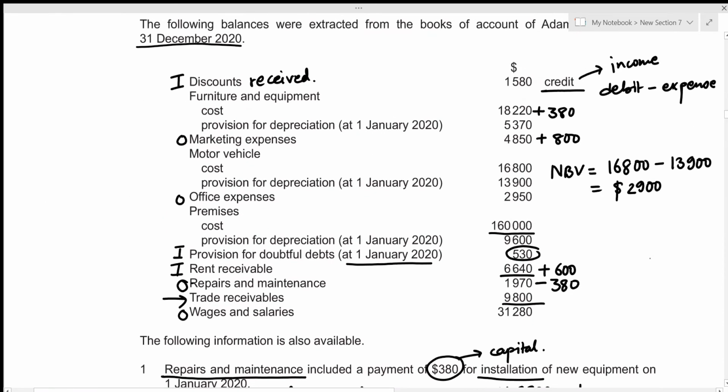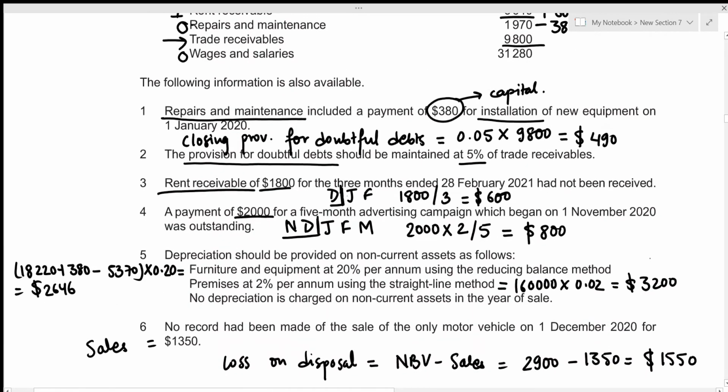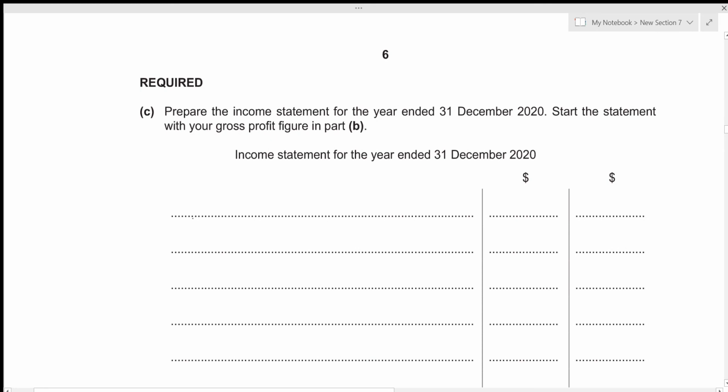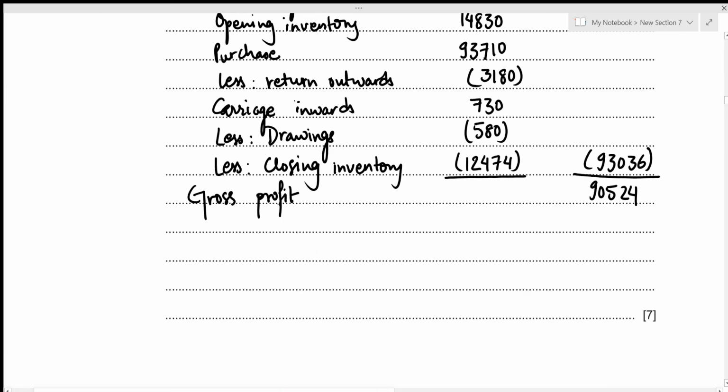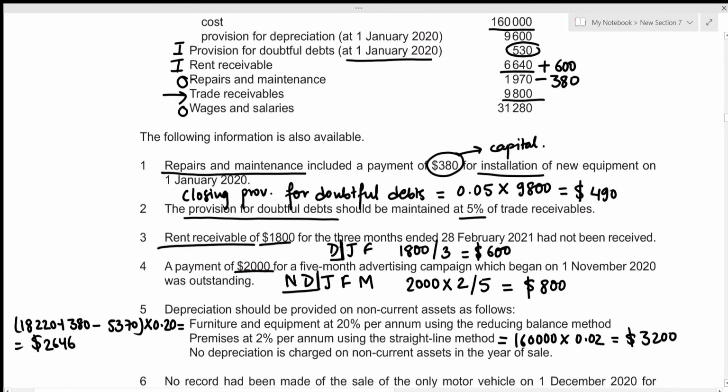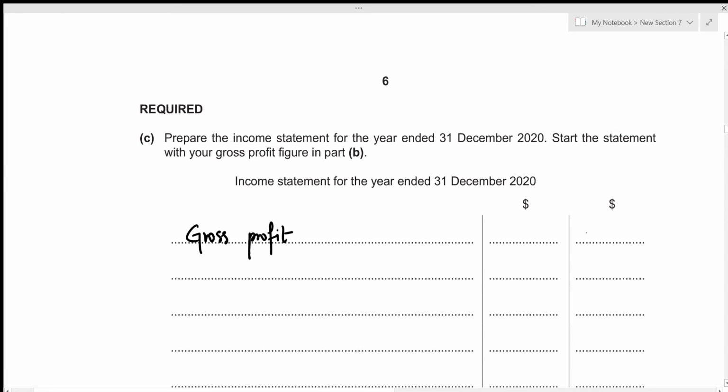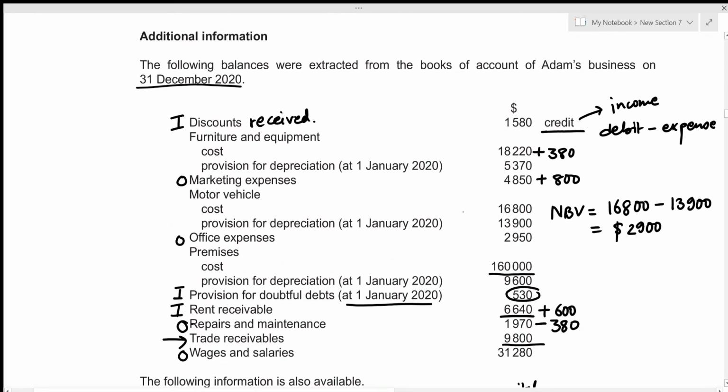All right, so we calculated everything. Now let's just write it down on our income statement. We will be starting from the gross profit. So we calculated the gross profit in the second part. Let's have a look. So the gross profit was 90,524. Let's substitute that value. Then we add all of the other incomes. So our first income was discount received. Let's look for the information for the amount. So amount is 1,580. Let's substitute this value.